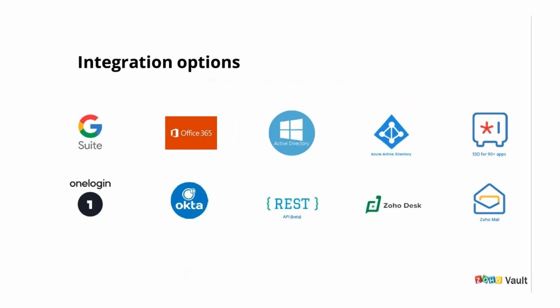We've reached the end of our presentation now, so we'll just quickly see the integration options that are available with Vault. So just like I earlier said, we have integrations with G Suite, Office 365, Microsoft Active Directory, and Azure Active Directory, from where you can integrate your users onto Vault immediately and also quickly get them started. Besides this, Vault also supports SSO for 90 plus cloud apps as earlier discussed. And Vault also integrates with SSO apps like Okta and OneLogin.